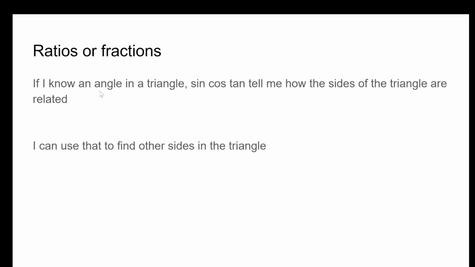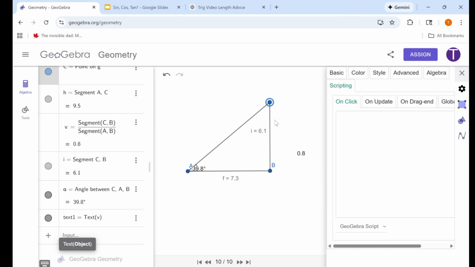If I know the angle in a triangle, sine, cosine, and tangent tell me how the sides of the triangle are related, right? So, imagine you have a triangle and one of the angles is really small. That's going to make the triangle look different than if that angle was bigger, right? So sine, cosine, and tangent are a way to understand how the angle and the sides of the triangle are related to one another. Okay, so I'm going to show you a quick visualization that is going to help you see what I mean.